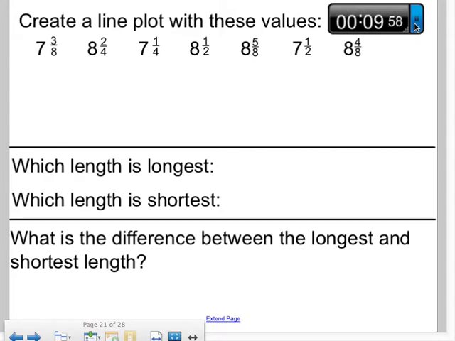Alright, look at the top first. It's asking us to create a line plot with these values. Now Elijah mentioned, hey, we've been using the same ones for a while. You'll notice this is a different ball game right here. So, what's the first step of making a line plot? Anybody? If I call on you, feel free to shout it out so the computer can hear you.